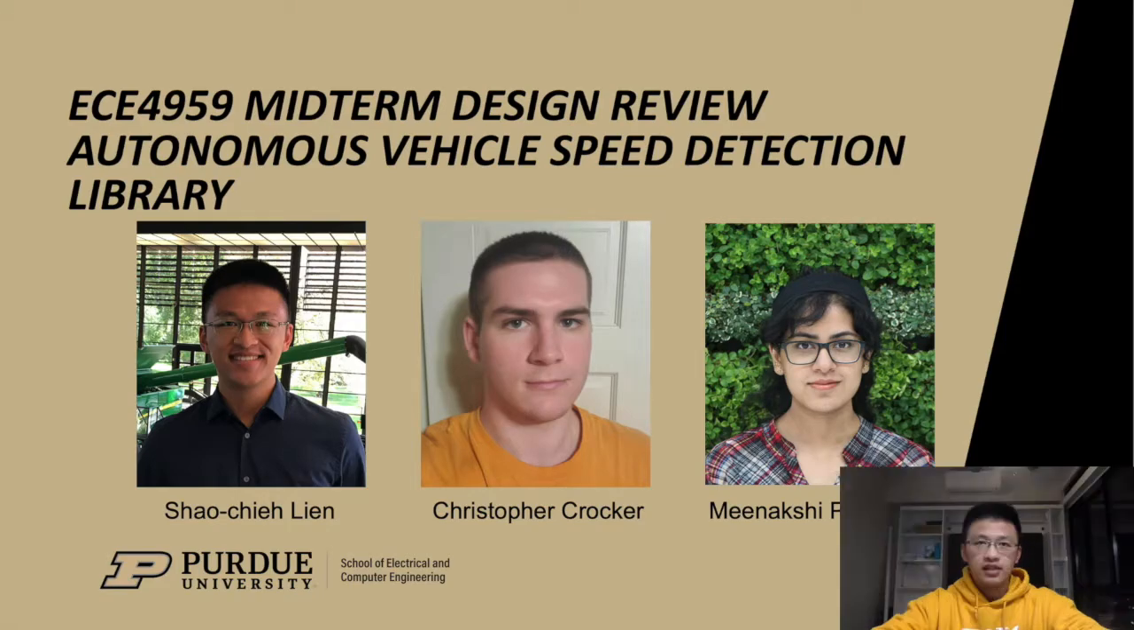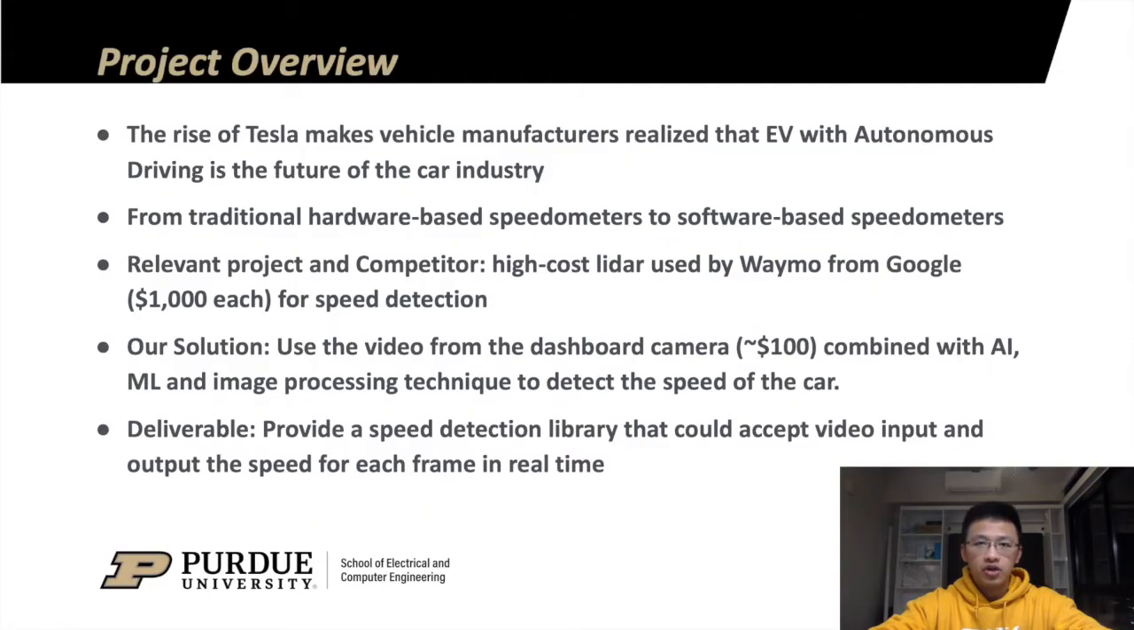Since the rise of Tesla, lots of car manufacturers, like Honda and Toyota, are now trying to transfer their cars into autonomous driving cars. Lots of setups like the speedometers are being transferred from hardware-based into software-based because it will be more flexible and easier to integrate with the autonomous driving system.